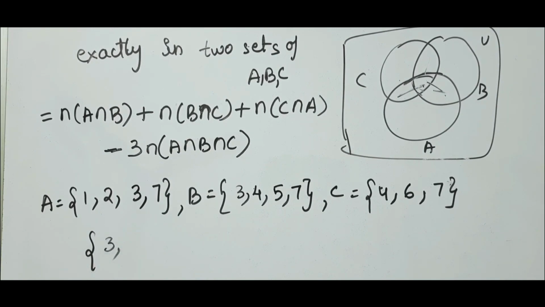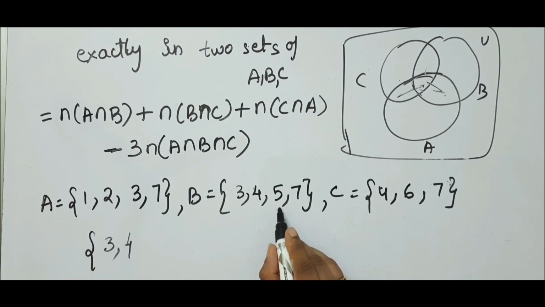Next, element 7 is there. It is in sets A, B and C, is it not? So we should not consider it, because it should be in only 2 sets. It is in 3 sets. So 7 cannot be taken. Next, here the element 4 is there. It is not in set A. It is in set C. So we can take it into consideration.